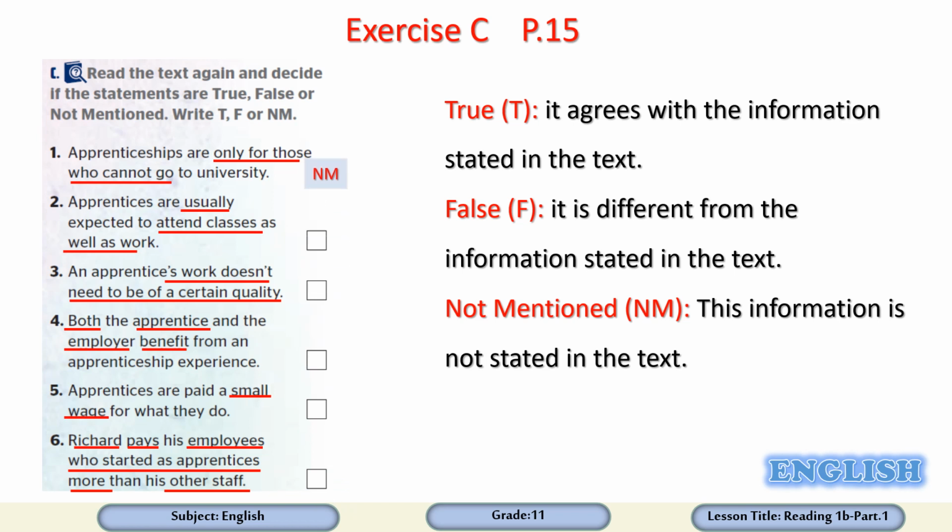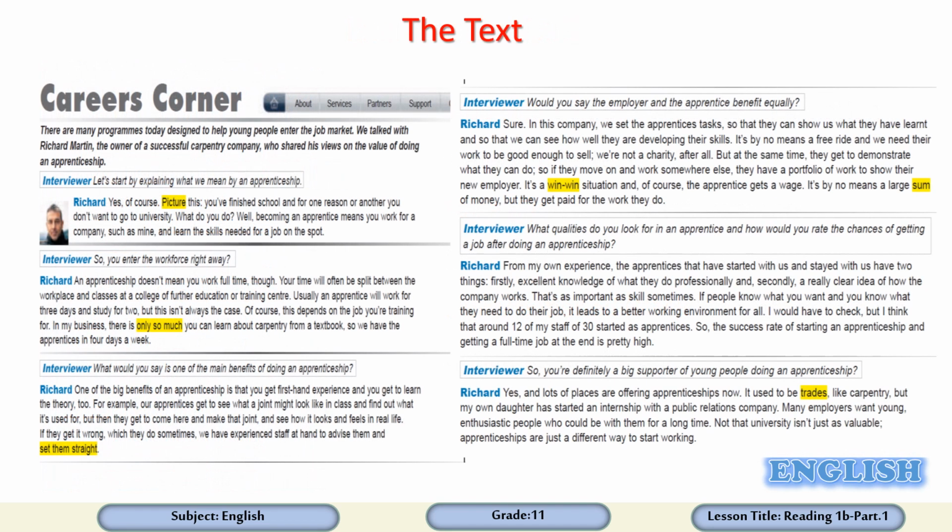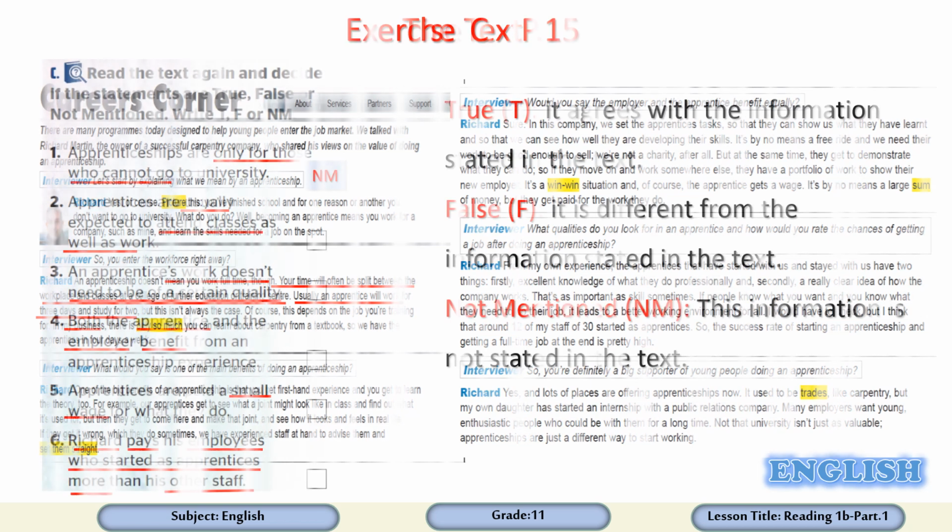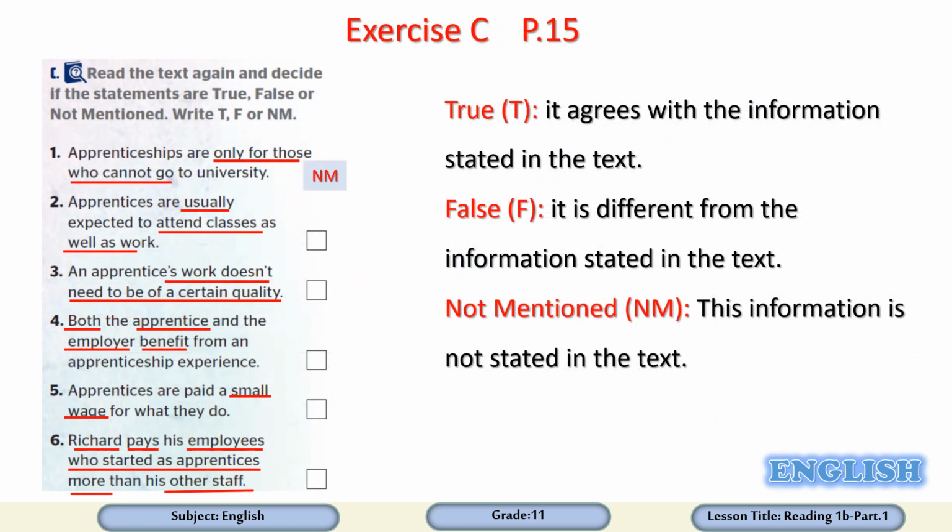Apprentices are usually expected to attend classes as well as work. Look at the underlined sentences. Number 1, your time will often be split between the workplace and the classes. Number 2, usually an apprentice will work for 3 days and study for 2. So the text states that an apprentice spends his time between studying and working. So the answer for statement 2 will be, yes, very good, it will be true.